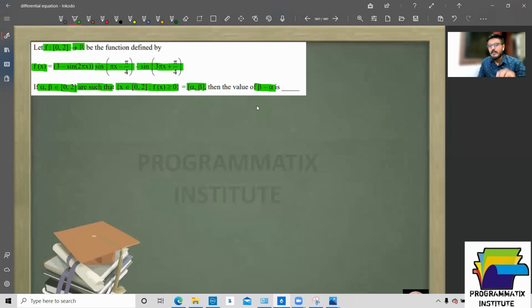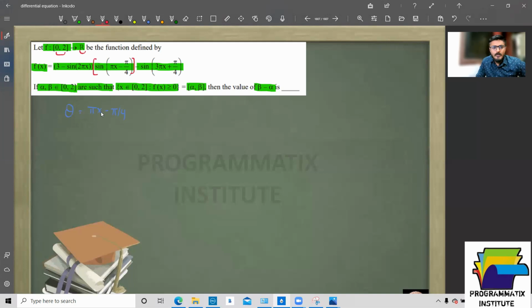First of all, if you see the function f of x, the domain is [0, 2], and the range, or you can say codomain, is the real numbers. Now, a very interesting part of this question is sine of (pi x minus pi by 4). Let us assume this is theta. Theta is equal to pi x minus pi by 4.